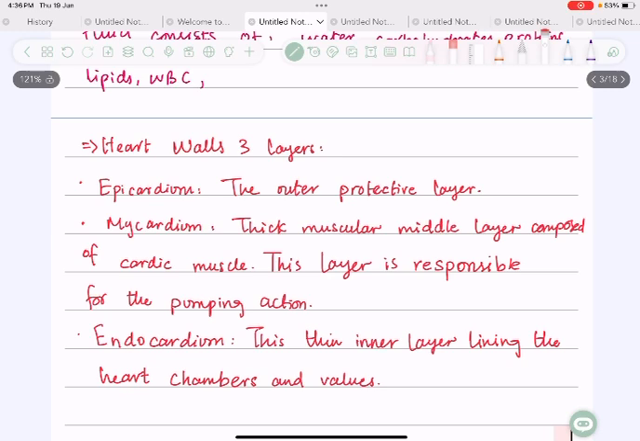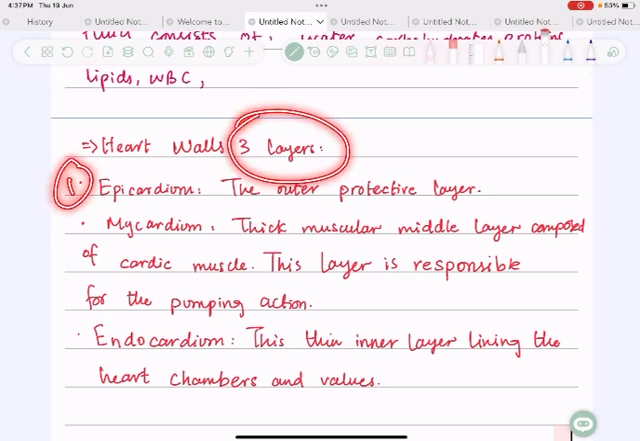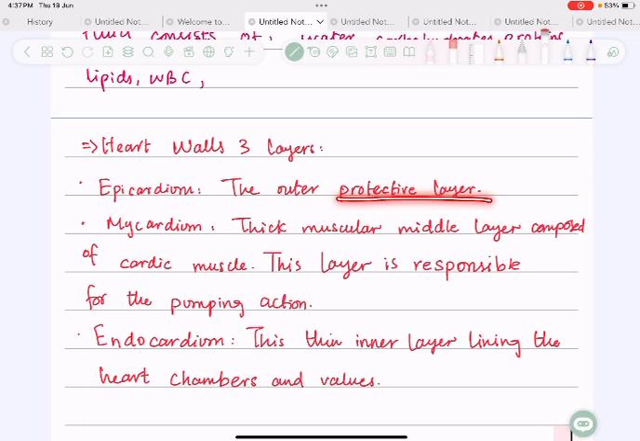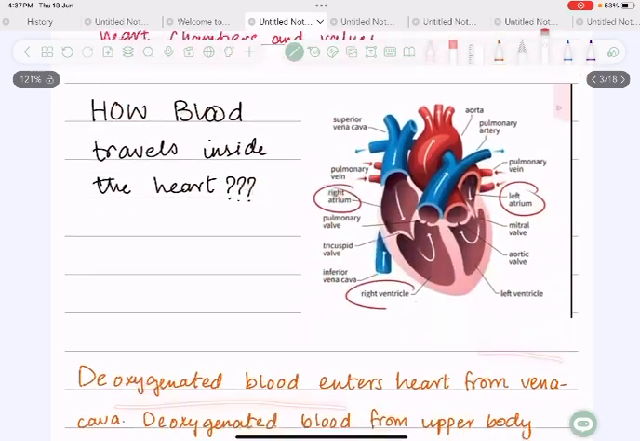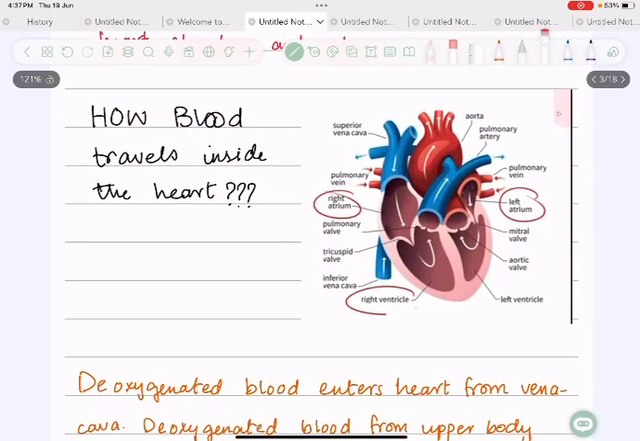Now you need to know that the heart has three walls. Number 1, epicardium. It is the outermost layer of the heart, whose function is to protect the heart. You can say it is the protective layer. Then we have myocardium. It is a thick muscular middle layer composed of cardiac muscles, and this layer is responsible for the pumping action. Then we have, last but not least, the third layer, which is the endocardium. It is the innermost layer and it is very thin, and this layer lines the heart chambers and the valves.